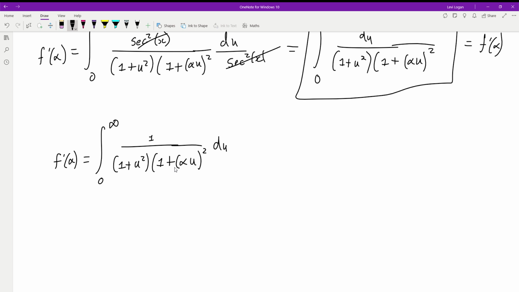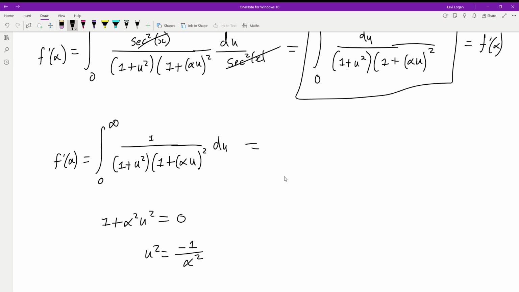Now what we're going to do is pretty much apply the cover-up method. So we want to work out when this bottom bit equals 0. In other words, we have 1 plus alpha squared u squared equals 0. And we're going to solve for u squared, because we have a u squared here. So we discover u squared is negative 1 on alpha squared.